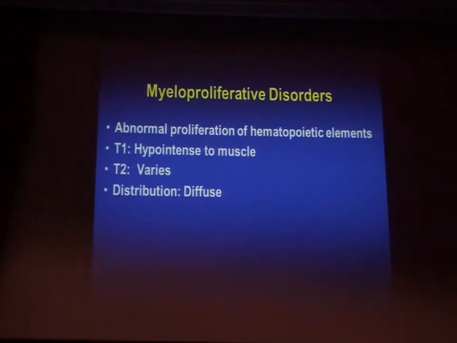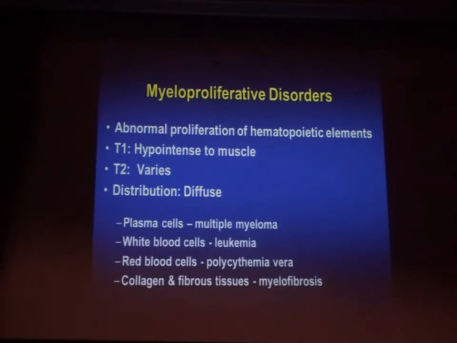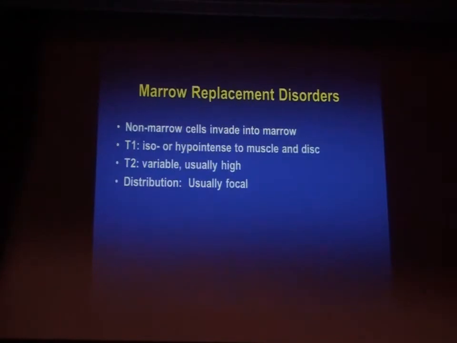So when we say myeloproliferative disorders, we're talking about abnormal proliferation of the usual hematopoietic elements that we find in marrow. These tend to be lower signal on T1. Their T2 signal is variable, but they're diffuse processes, right? These are elements that are in the marrow, and they affect the bone marrow diffusely. So multiple myeloma, leukemia, polycythemia vera, myelofibrosis, those are the kind of processes we're talking about there.